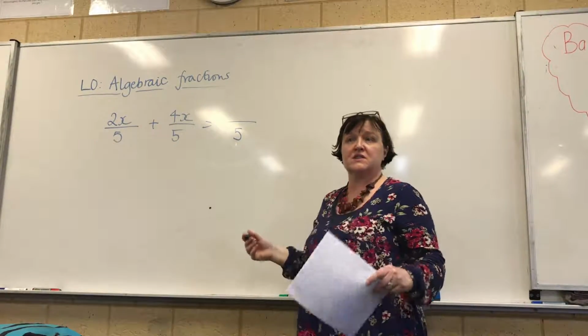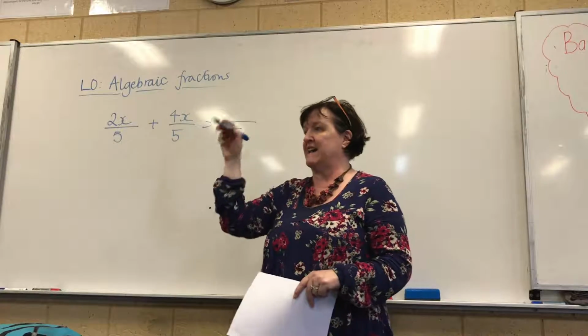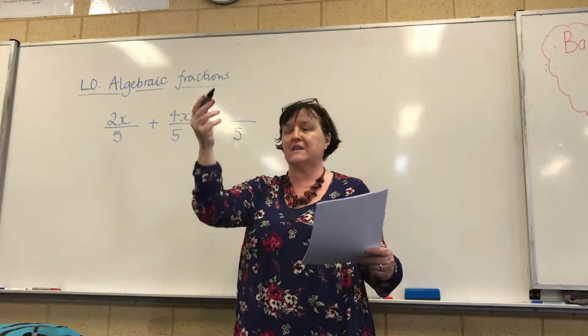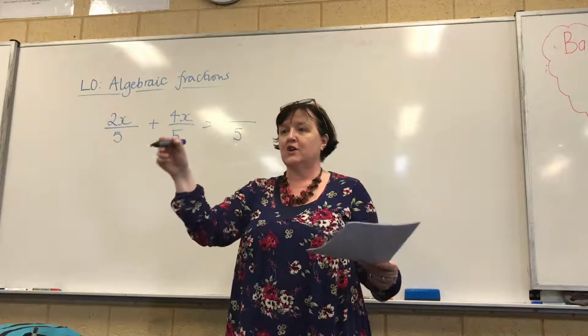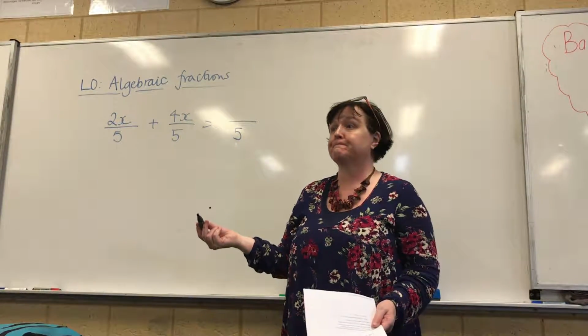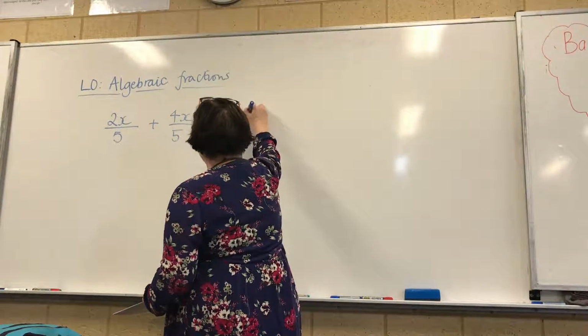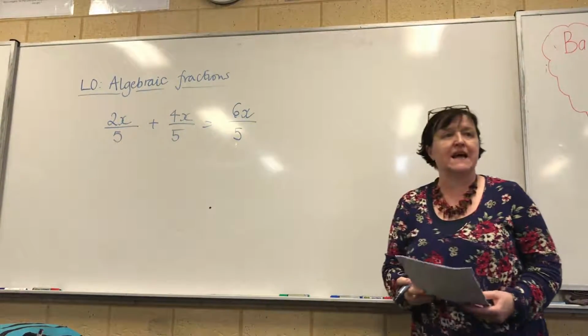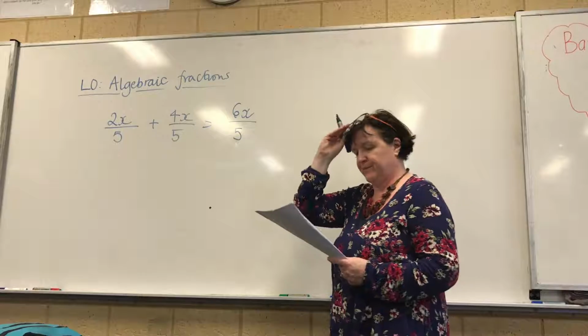And then, because the denominator is the same, we can literally just add the numerators. Just like if you were adding a quarter and a quarter, you can add the numerators. So what's 2x add 4x? 6x. So your answer is 6x over 5.